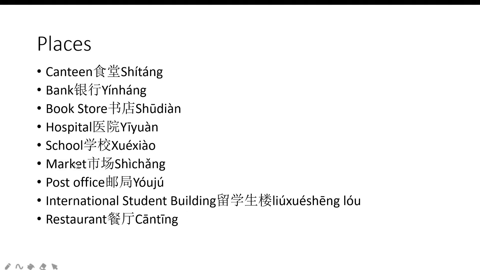This is the places. Canteen is Shi Tang. Bank is Yin Hang. So when you go to China, make sure you open an account at ABC, Agriculture Bank of China. I have one at the Bank of ABC. And then bookstore is Shu Dian, hospital is Yi Yuan. The hospital in China is really cheap.